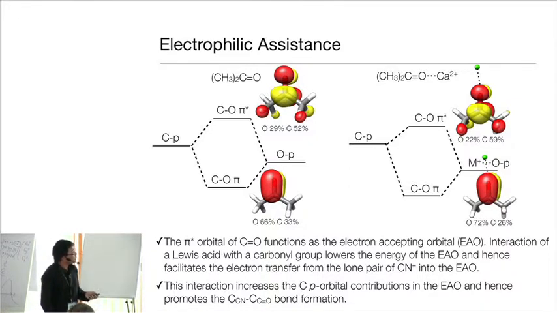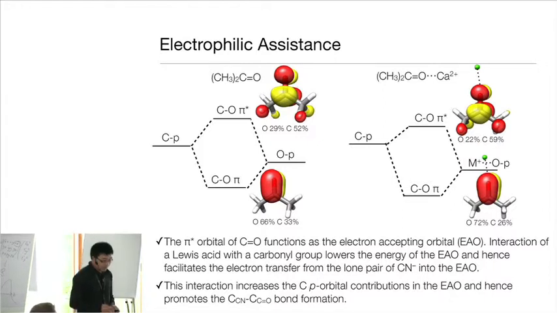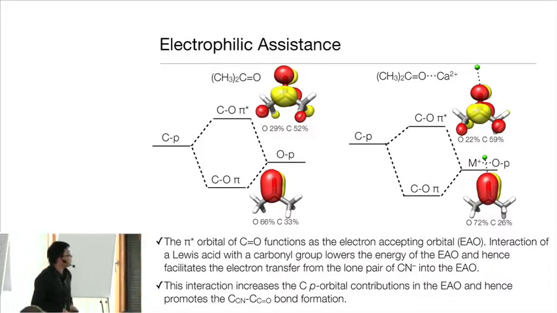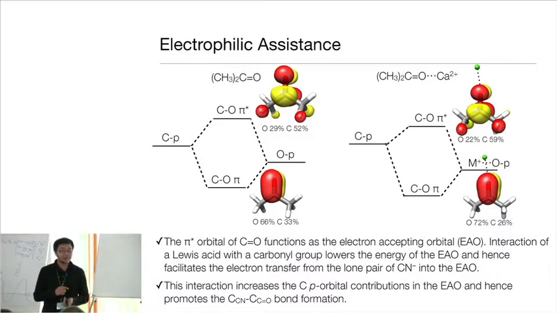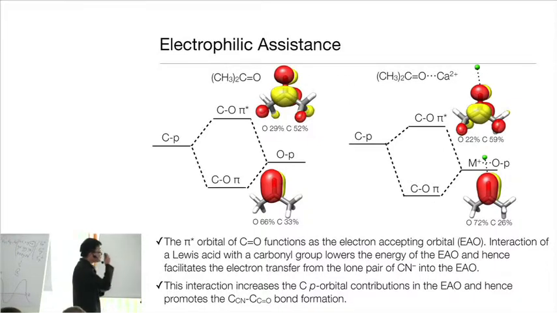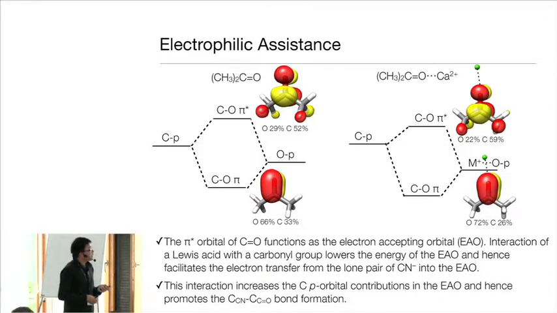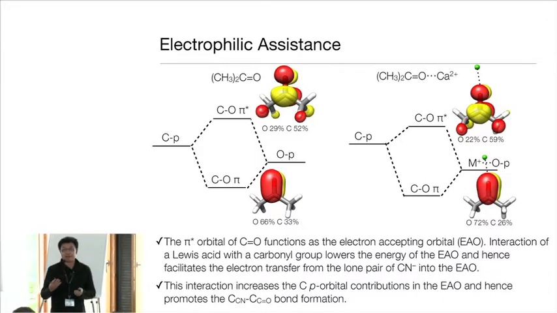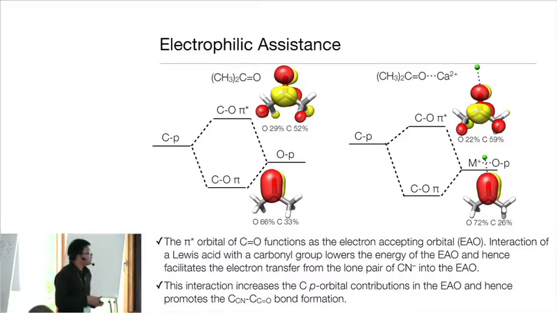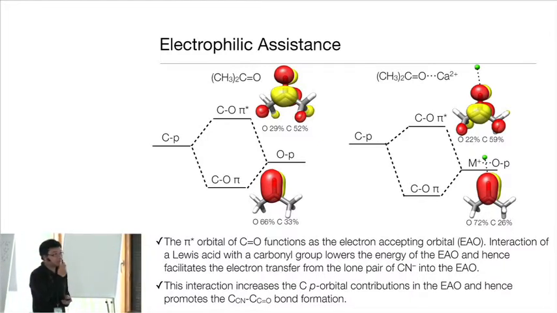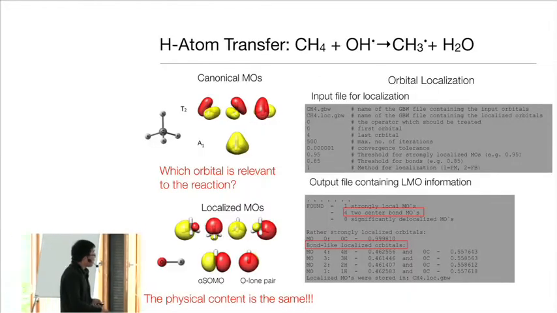And then simultaneously you add this Lewis acid, you lower the energy of the LUMO, and then you somehow speed up your electron transfer into this pi star orbital. That is what I summarized here. So by adding the Lewis acid, you lower the energy of the electron accepting orbital, and then speed up the electron transfer. And secondly, you increase the weight of carbon that facilitates bond formation. That is the classical explanation from the frontier molecular orbital theory.